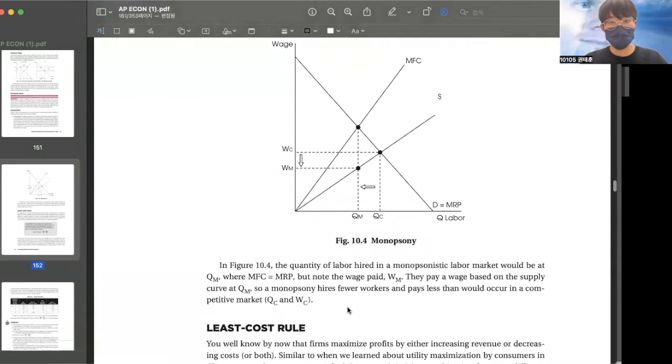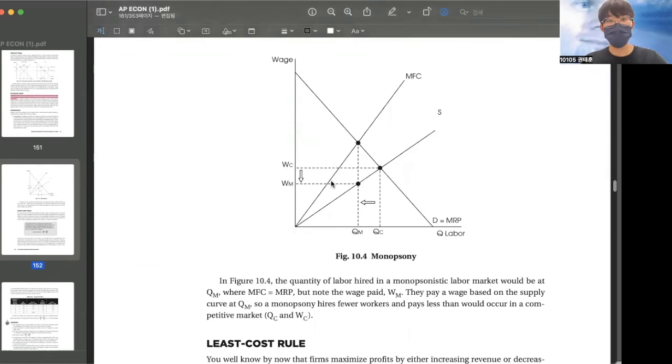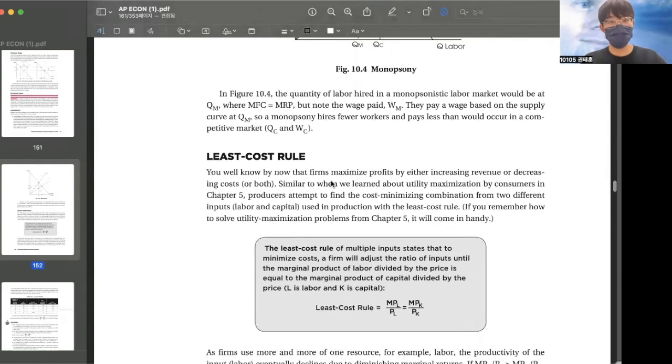So in this figure, the quantity of labor hired in the monopsony labor market would be at QM over here, where MFC equals MRP. But note that the wage paid, this WM, is based on the supply curve at QM over here. So a monopsony hires fewer workers and pays less than would occur in a competitive market, which means that they have some benefits over the competitive market.